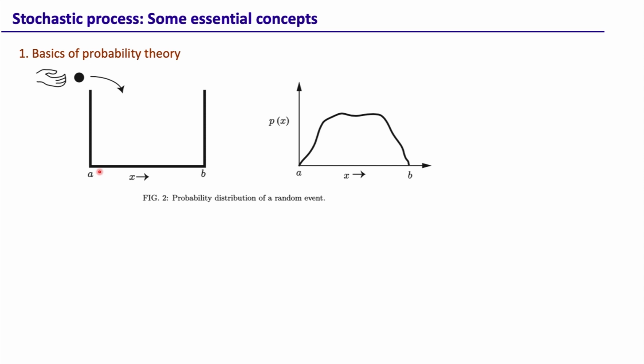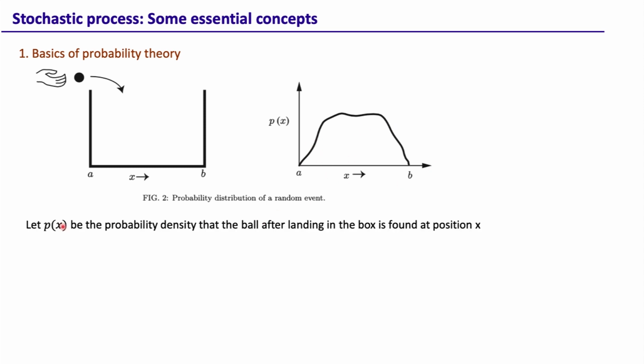Of course it has to be between A and B because that's a hard block, so it can't go beyond that. But between A and B it can actually go anywhere. And suppose this is the probability density of this event happening. Then let's say P(x) is the probability density that the ball, after lying in the box, is found at position x. Then we know that P(x) dx, where dx is the tiny x interval, is the probability that the position of the ball is between x and x plus dx.